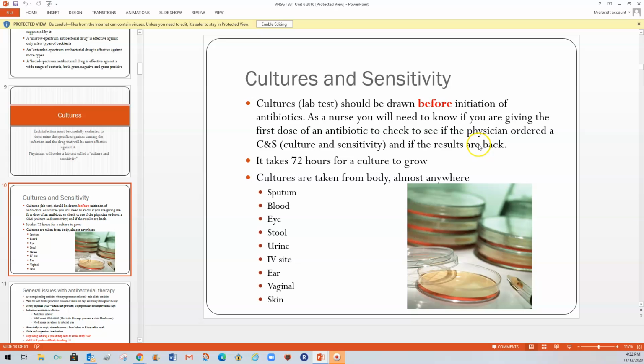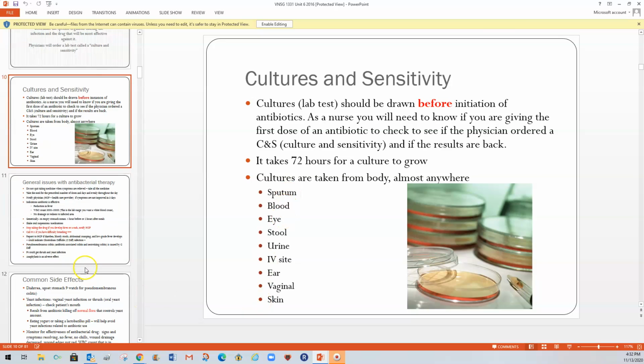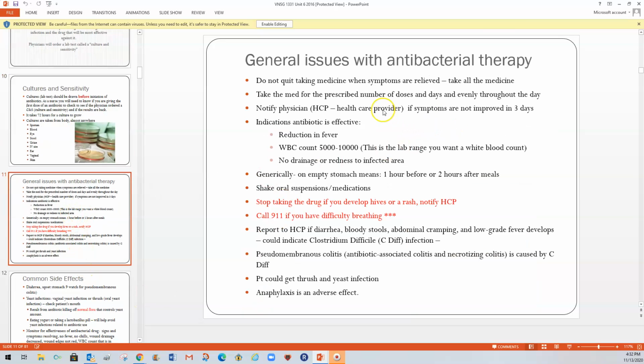It usually takes 72 hours for it to grow in the lab, and cultures can be taken from many parts of the body.